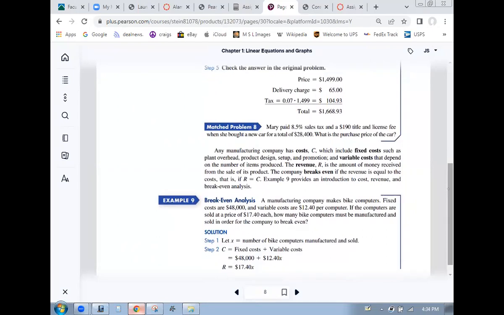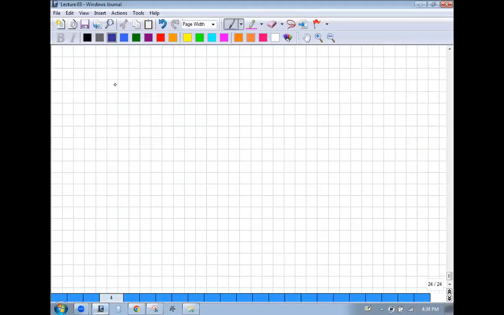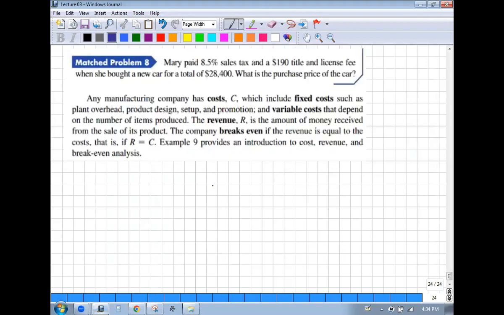All right, and then you can check your answer, right? Let's look at math problem number 8 here. Let's see if we can figure it out. Mary paid 8.5% sales tax. So first off, we know our rate is 0.085, right? We move the decimal twice to get rid of that percent symbol. And $190 title and license fee. I'll use F for fee, is $190. She bought a new car for a total of $28,400, so the total cost, we could use C for total cost, is 28,400. What is the purchase price of the car? I'll call that P.